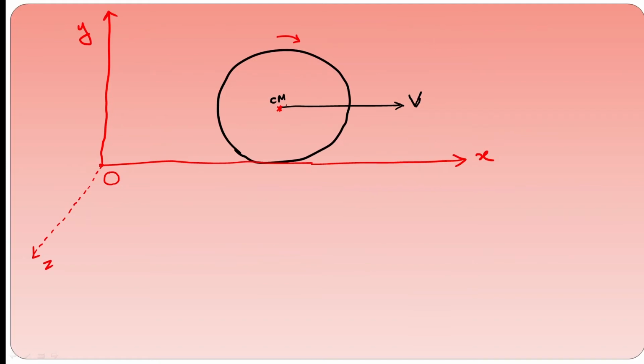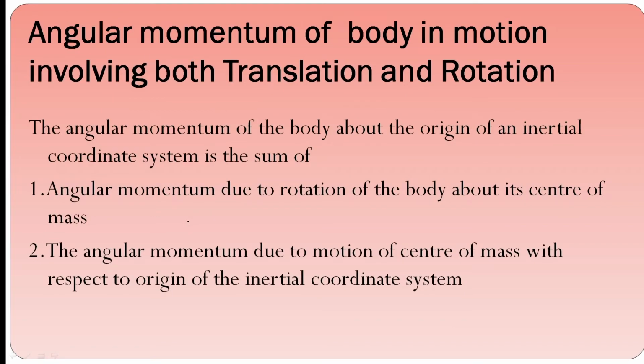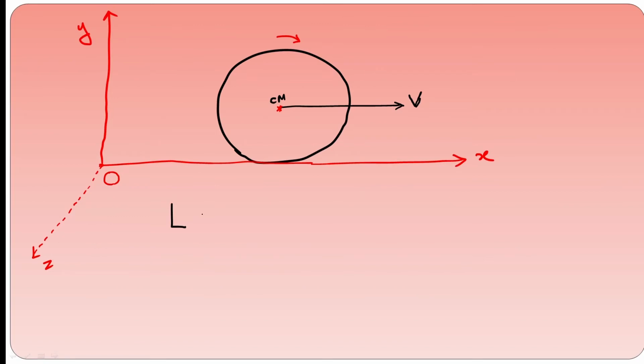Say I0 is the moment of inertia about the center of mass, and omega is the angular velocity. Now angular momentum due to rotation about the center of mass: L due to rotation about the center of mass equals I0 omega. Angular momentum due to rotation about the center of mass is I0 omega.